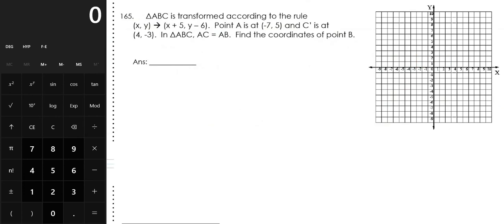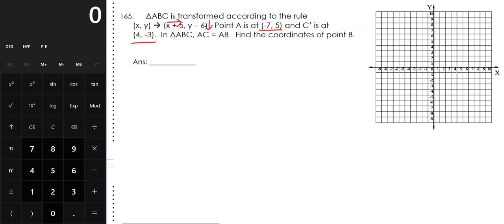165. Triangle ABC is transformed according to the rule (x, y) becomes (x + 5, y - 6). So the triangle was moved right 5, because that's why we add 5 to x, and down 6. Point A is at (-7, 5) originally, and C prime, the new C, is at (4, -3). They're giving us one coordinate from before and one coordinate from after the translation.